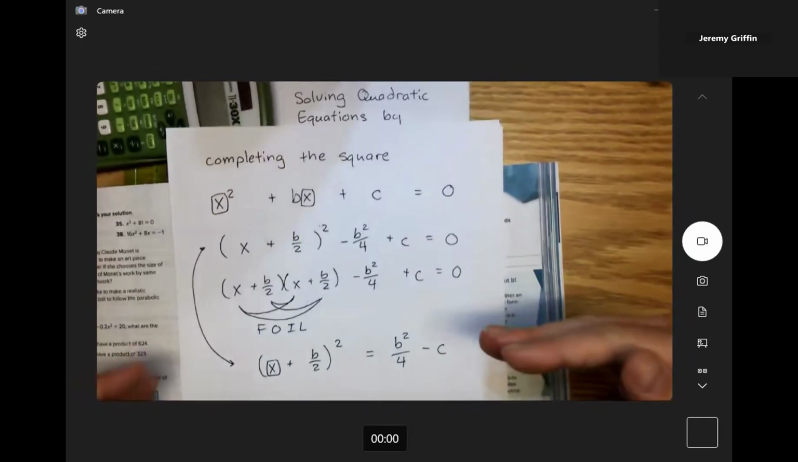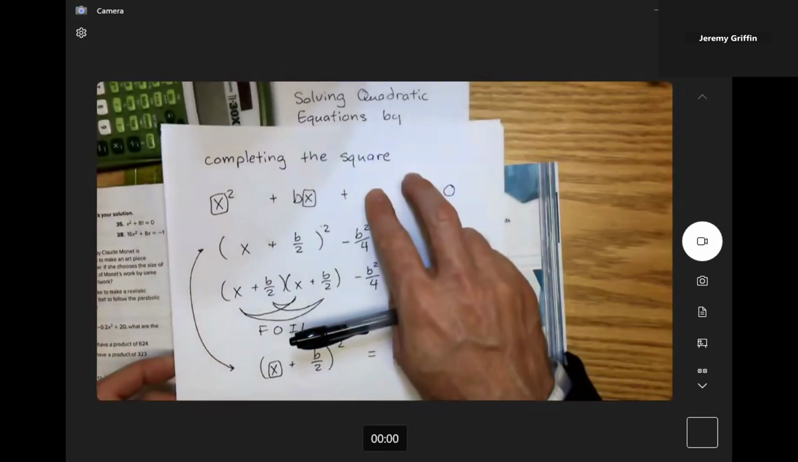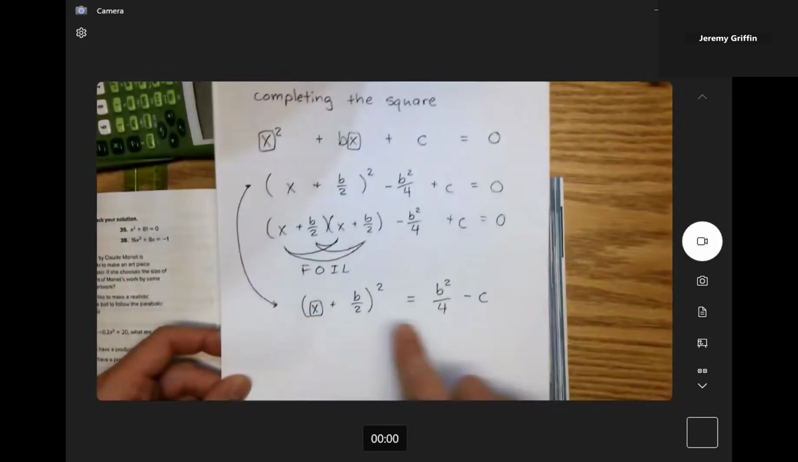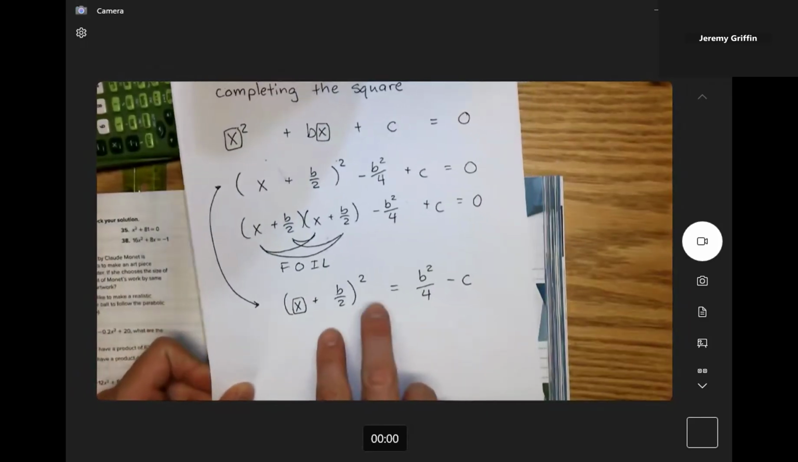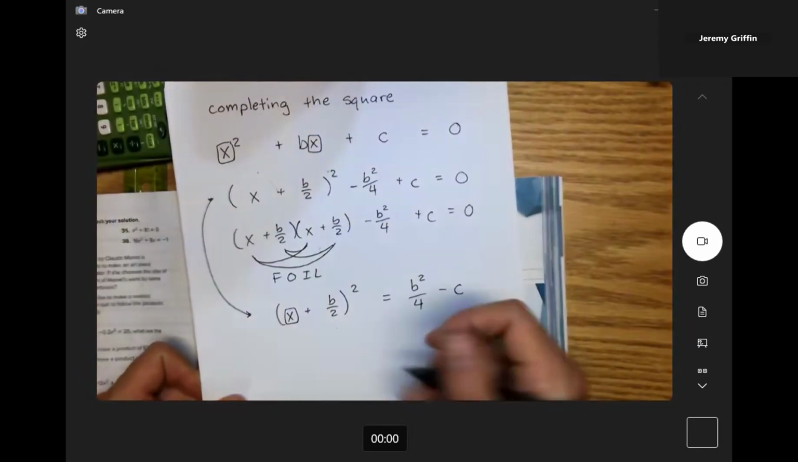Getting in this form, I effectively completed the square. So, completed the square. And then the extra bit in the title is solving the quadratic equation, which is solving for x. So the extra steps go like this. How do you solve for x from this point? Well, now you can just square root both sides.